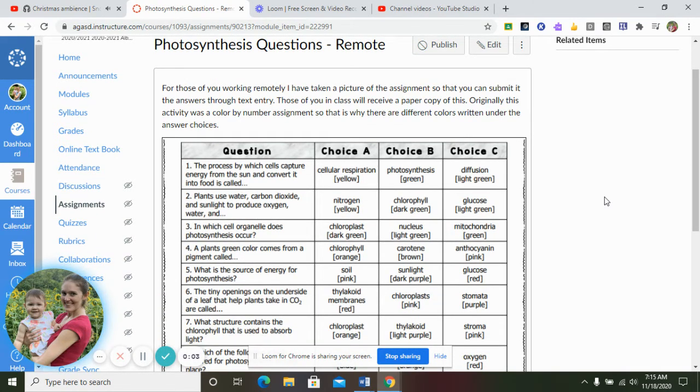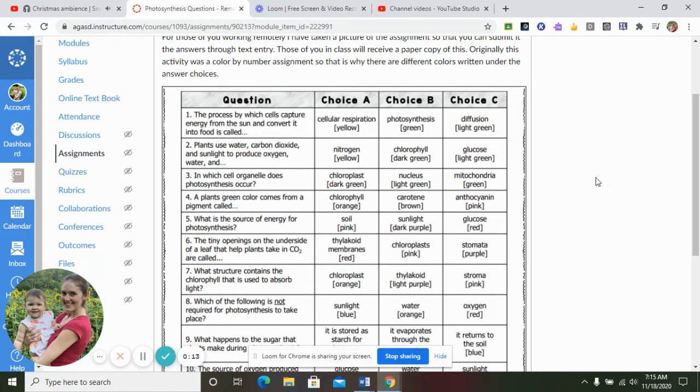All right, guys, so we're going to look at these photosynthesis questions. If you are remote or if you are absent, you can do it this way. Those people who are working in class will be given a paper copy of this. And if you're looking at it, you might be a little confused because it has colors listed under here.